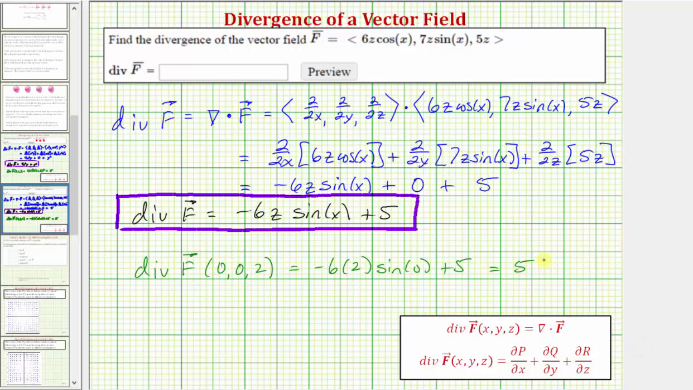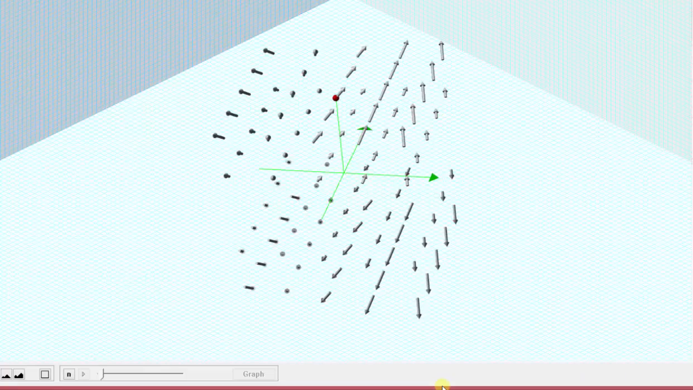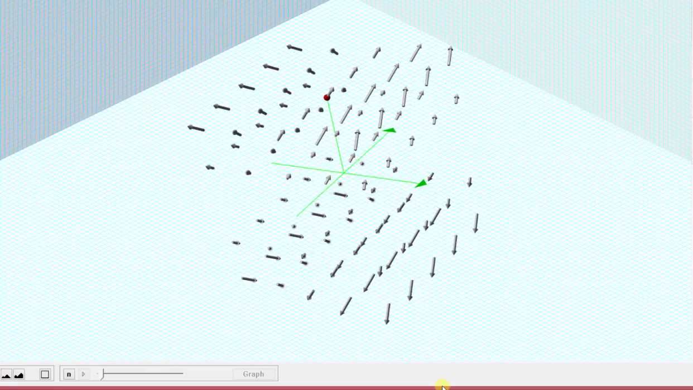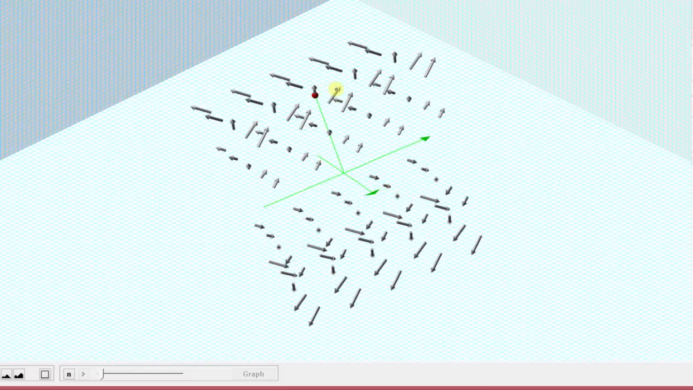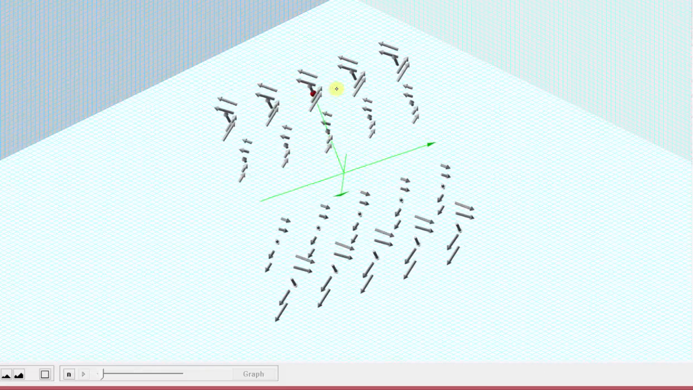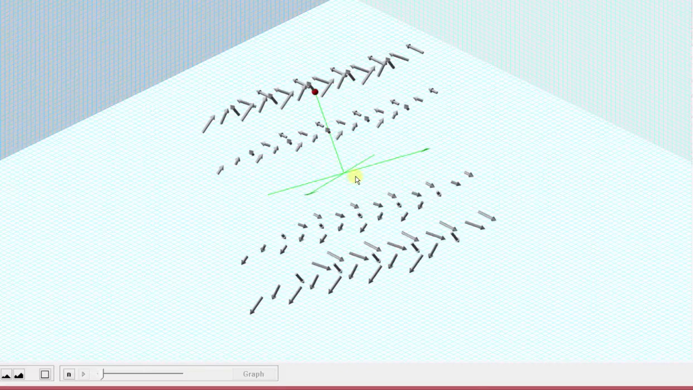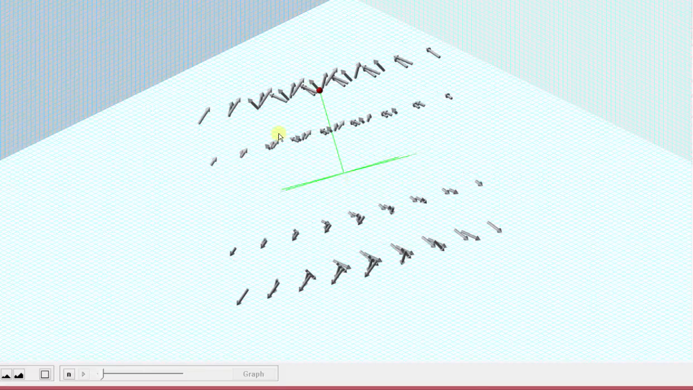So now if we look at this graphically, the rate of change should be outward at the point 0, 0, 2. So here's the graph of the vector field f. This red point here is the point 0, 0, 2. And notice how if we pause this, let's say right here, we can see at this point the rate of change is outward, which is the reason why the divergence of the vector field f at this point is positive.